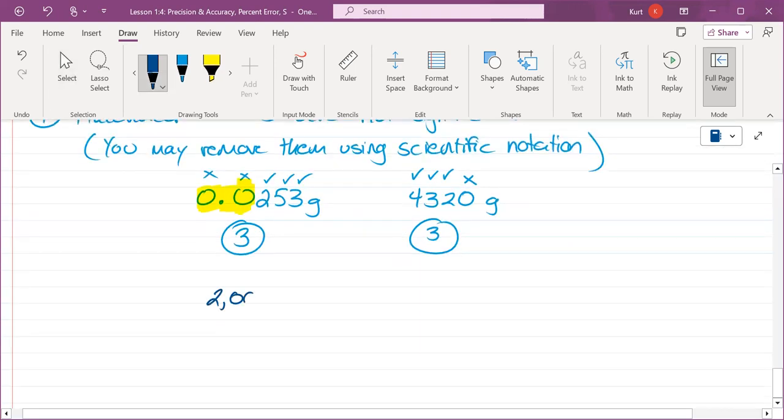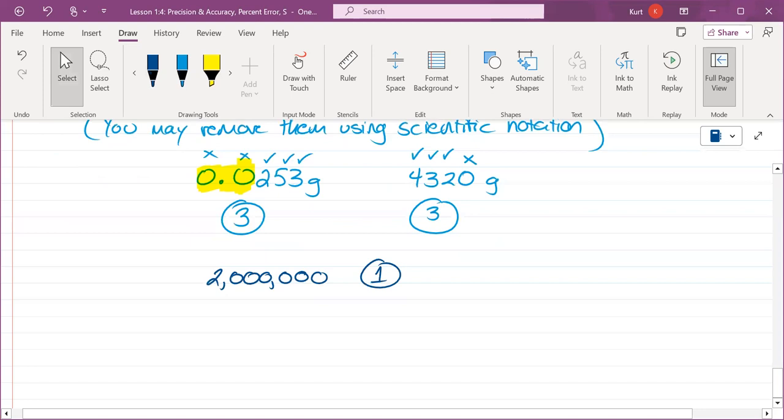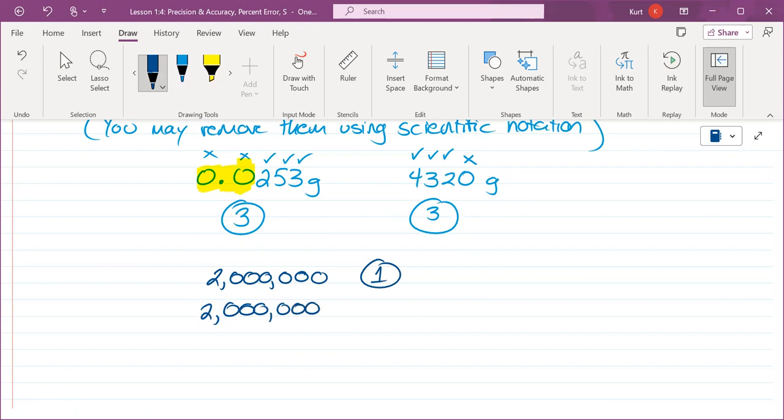But check this out. How many sig figs are there in 2 million? 1. 1 sig fig. But this is really going to bust your brains. How many sig figs are there in 2000.0? Eight.